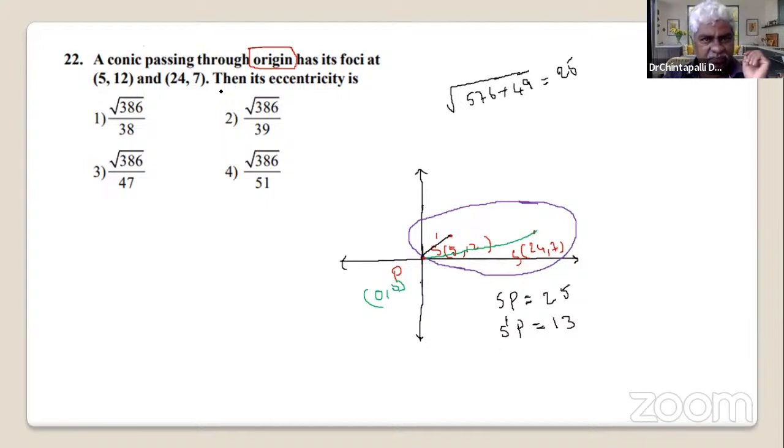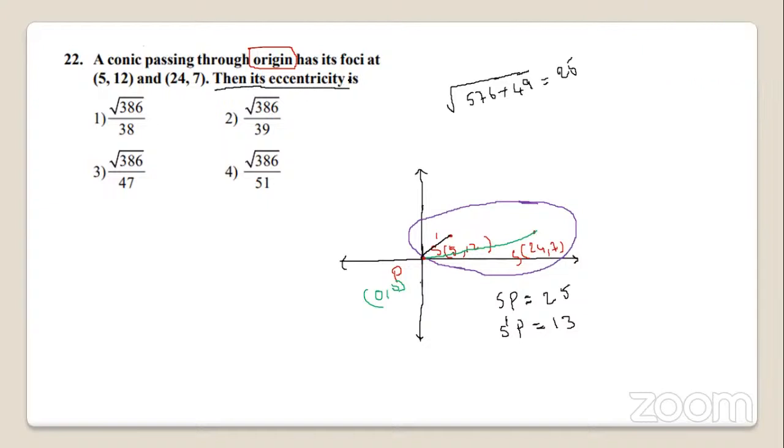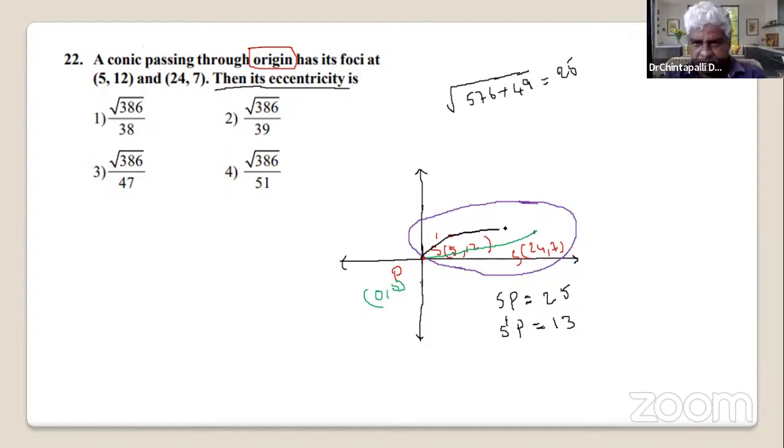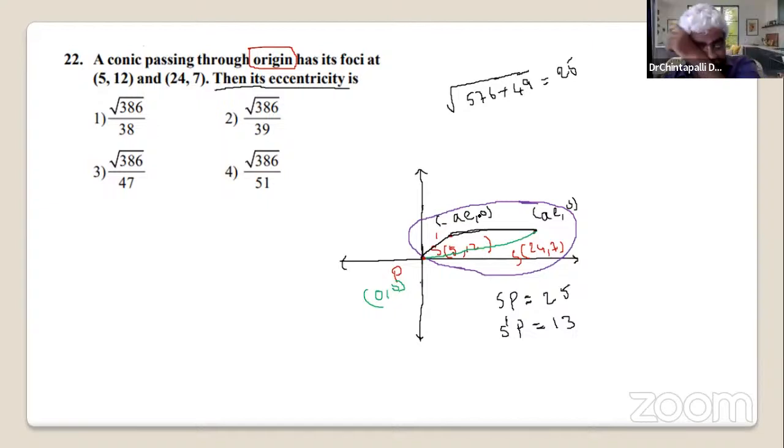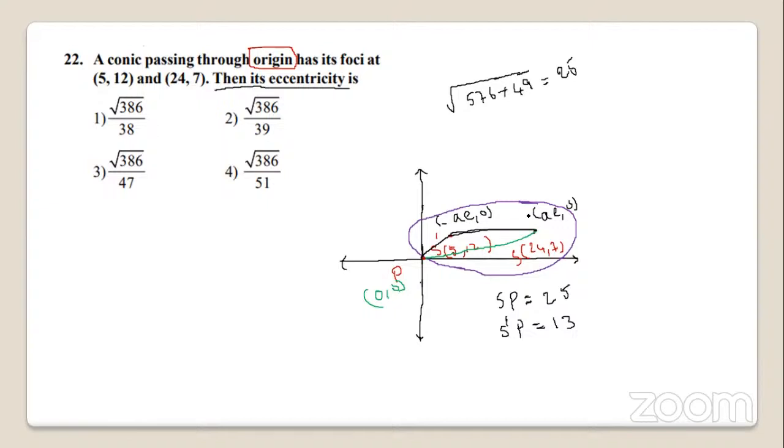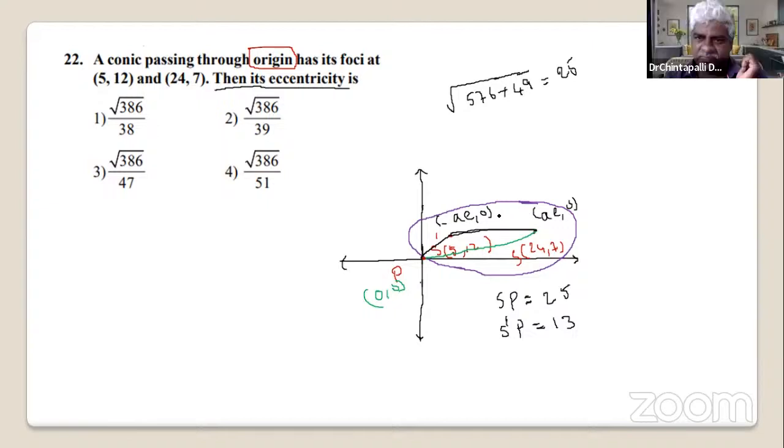See, you know S is A comma 0, and S dash is minus A comma 0, right? What is the distance between S and S dash? A comma 0 minus A comma 0. I told you many times, if y coordinates are the same, then the distance between them is the difference of x coordinates. AE minus of minus AE, that is 2AE, right? Very good.